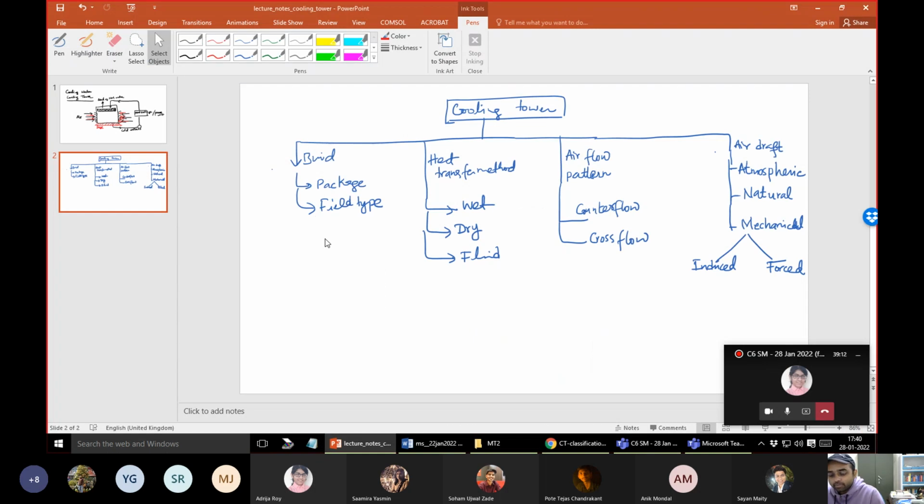Now coming to the other types, on the build types, whether it's a package type or a field type. Generally the package types are the small units, which come in a very compact way. You just open the packaging and use it for small heat rejection purposes. These units are entirely pre-assembled and can be delivered as a package. In the case of the field ones, installation is a big issue. You really need a big floor space, and they are generally the larger ones. So it is small versus larger, essentially depending on the heat requirements.